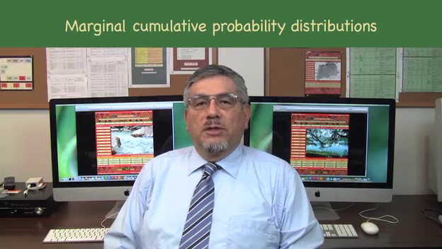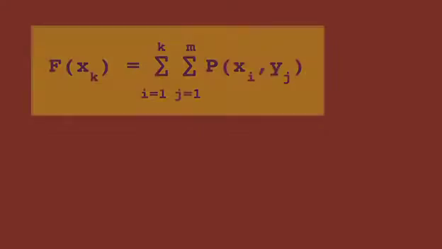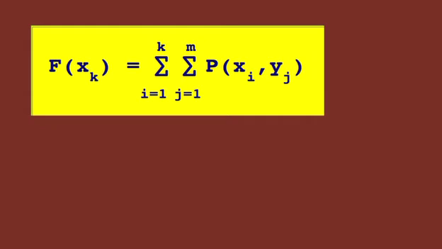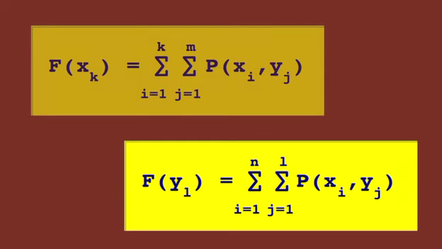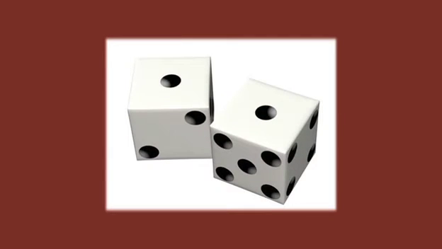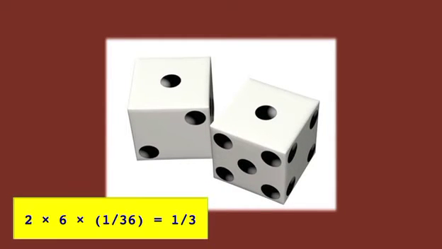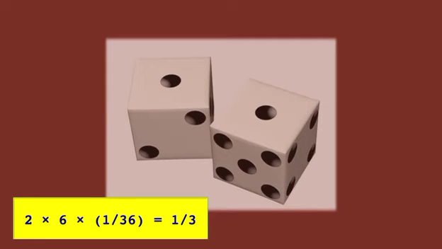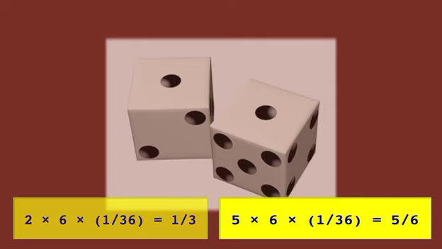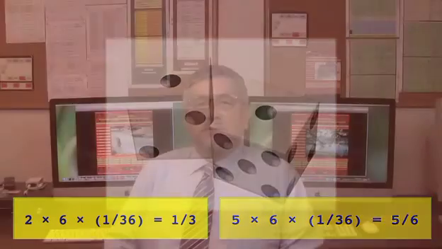Marginal cumulative probability distributions are obtained by combining the concepts of marginal and cumulative distributions. In statistical notation, the marginal cumulative probability distribution of x is shown. Likewise, the marginal cumulative probability distribution of y is shown. Returning to the two dice, the probability of A being 2 or less, regardless of the value of B, is 1/3. Likewise, the probability of B being 5 or less, regardless of the value of A, is 5/6.